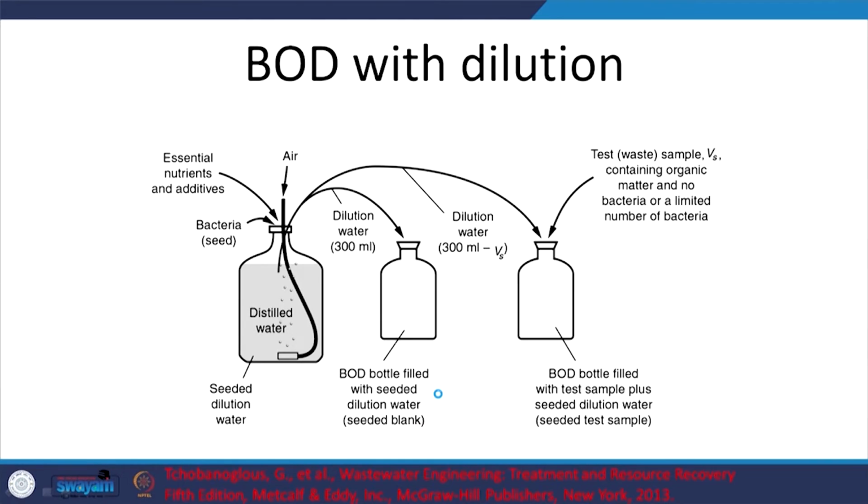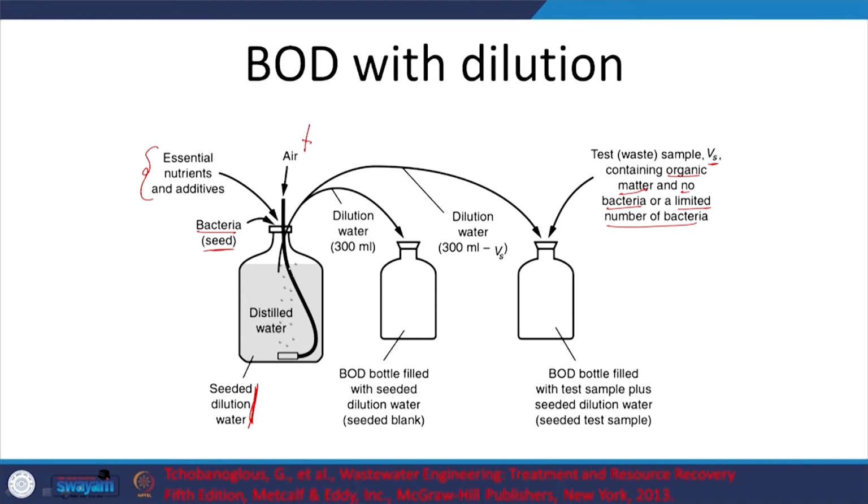So, this is the case when I have to seed it with bacteria, right. Why is that? Because let us say my sample, from an industrial wastewater, contains organic matter but has no bacteria or has a limited number of bacteria. So, in my dilution water I typically have to seed it with bacteria, that is why we call it seed, and then we add the relevant nutrients.